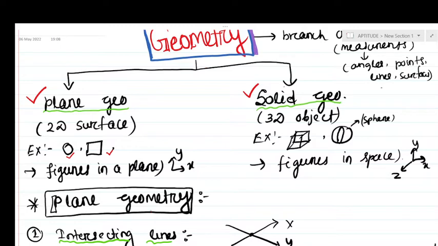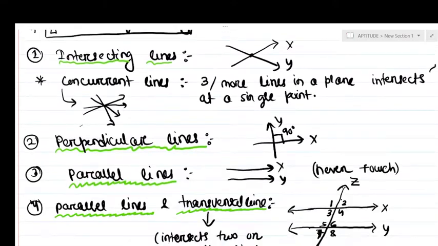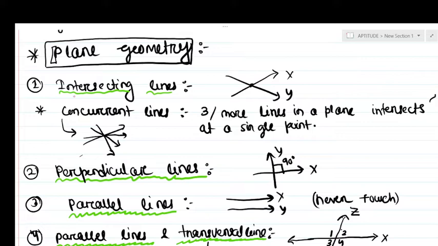Solid geometry consists of 3D objects, for example a cube, a sphere, and a cuboid, which are defined in space in the x, y, and z axis. Here we are going to discuss mostly plane geometry. In another video, we will discuss solid geometry. In plane geometry, the first thing is intersecting lines.